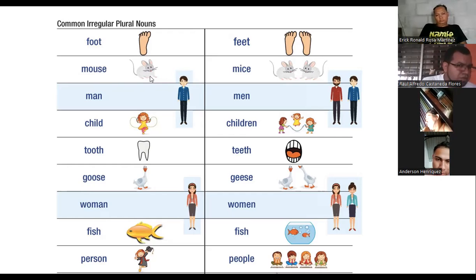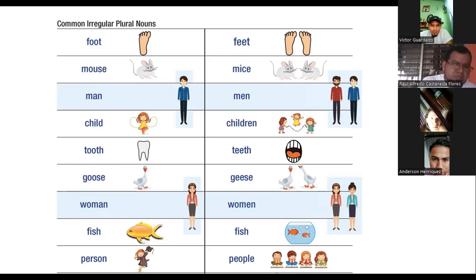Ahora, mouse, ratón. One, it's only one. Solo un ratón, mouse. Pero en plural, ratones se dice mice. Mice. Así como el maíz.